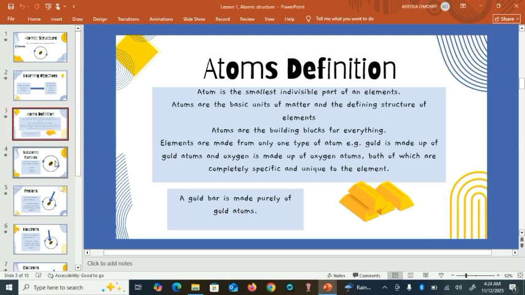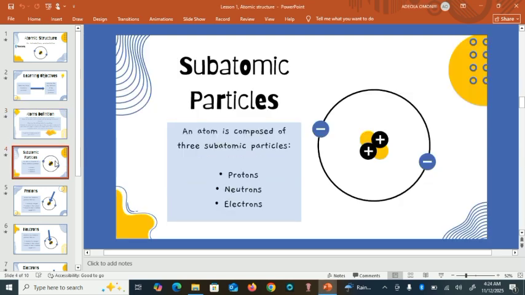Let's also look at the subatomic particles. An atom is composed of three subatomic particles, which are proton, neutron, and electron. These are the three subatomic particles. Now let's look into them one after the other.